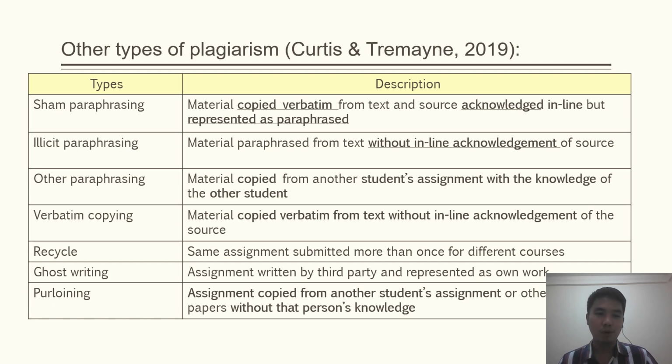Another is purloining. Purloining is an assignment copied from another student or another source's paper without that person's knowledge. Which means you just copied the assignment, and the person doesn't know that their assignment was copied by someone else. Those are unethical, and we should avoid those unethical practices. That's why we are conducting this seminar, for us to be familiar with the basic concepts of plagiarism.